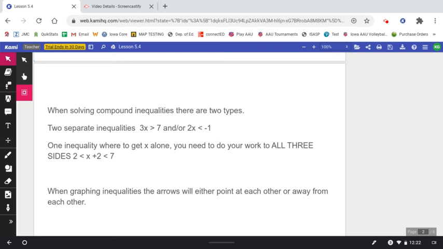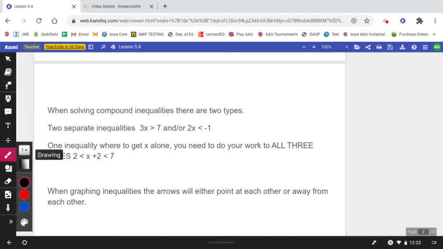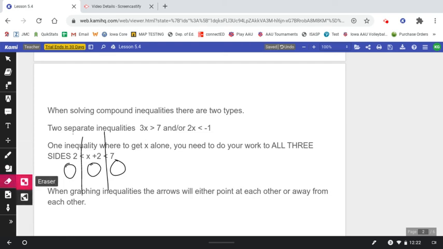The other option is one inequality where to get x alone, you need to do the work to all three sides. So in this case, I have an inequality here and an inequality here. And so when I go to solve for x, I need to do the work in all three spaces. When graphing these inequalities, the arrows will either point away from each other or at each other. They won't point the same way.